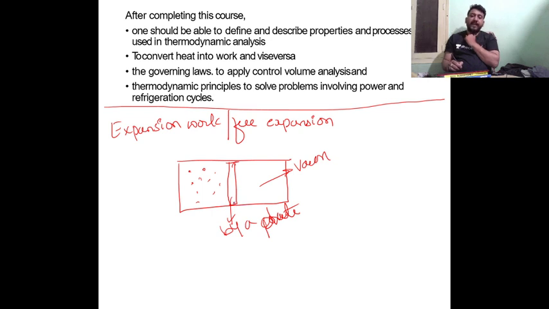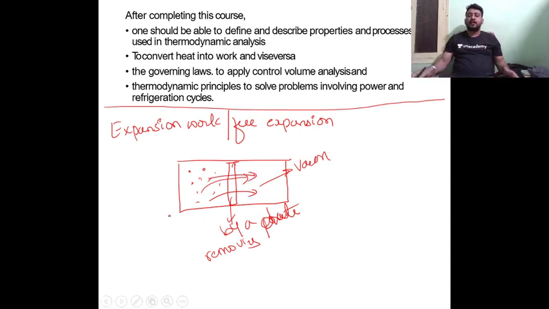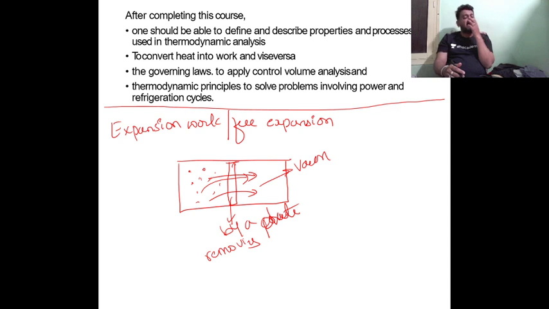Now, when I remove this plate, what happens? All the gas particles start moving into the vacant section. This happens because it is the property of gases to expand. This can also be considered as a type of work. We call it free expansion, and since this is a property of the gas, it is also sometimes called diffusion.